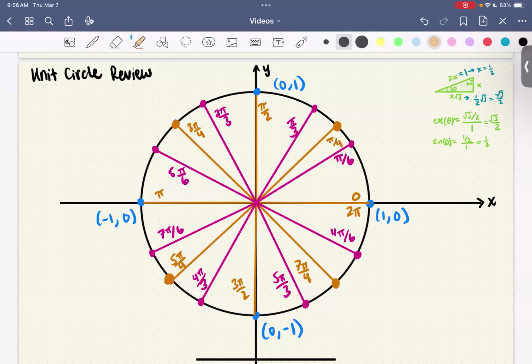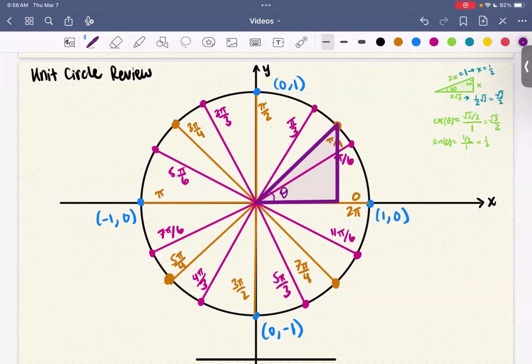Okay. So at these pi/4 type points, this is a 45, 45, 90 triangle. So this is 45 degrees or pi/4. We'll call that theta for now.